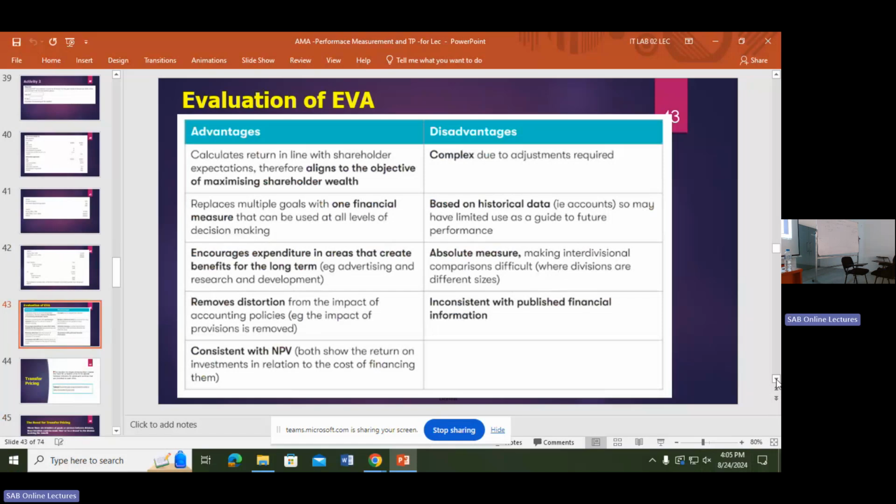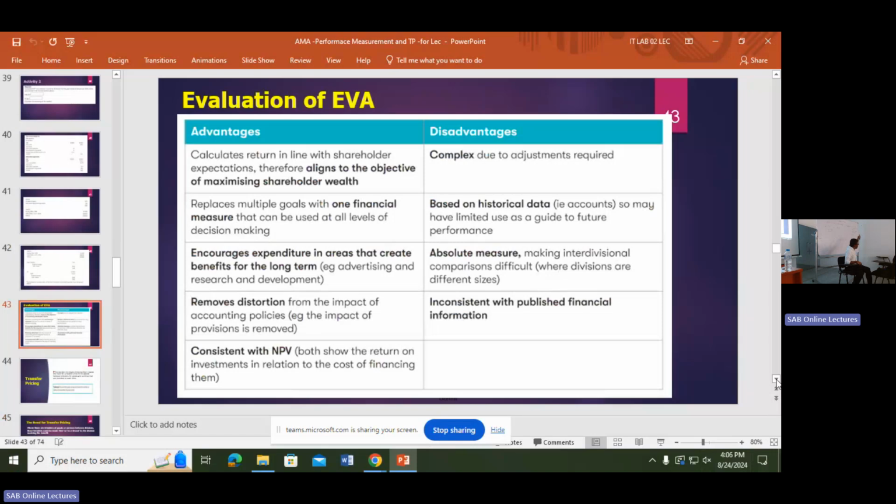So the evaluation of economic value addition, you see that the advantages: it calculates the return in line with the shareholders' expectation, maximizing the shareholders' wealth, right? Because if we take a positive NPV, right? It is like residual income, but simply when you take this net operating profit after tax, we are adding back non-cash expenses, amortization, depreciation. So it's more in line with the cash flows, isn't it? It gets close to the cash flows.